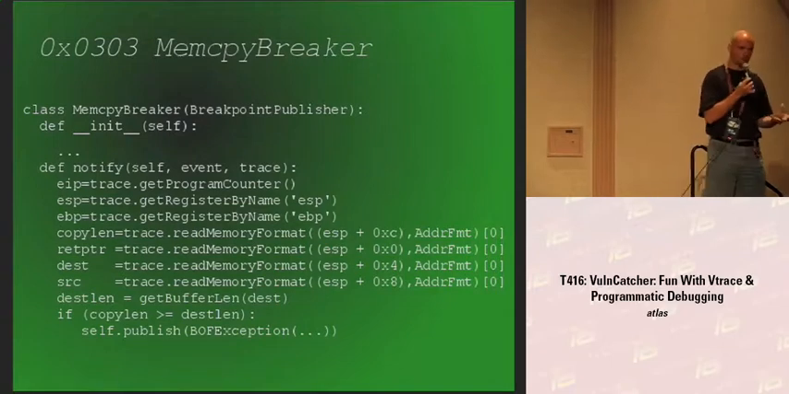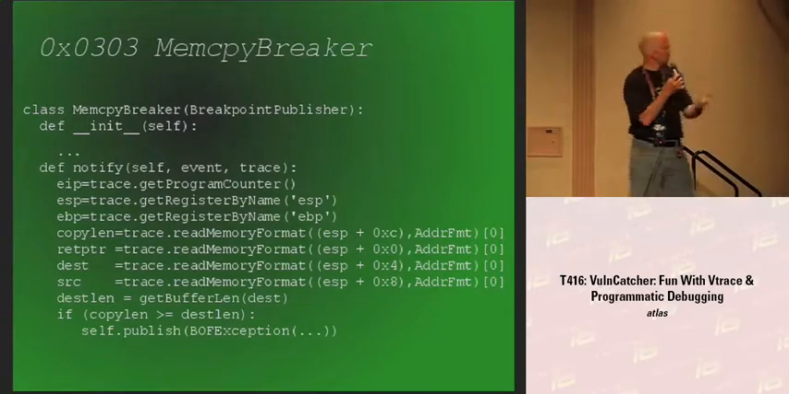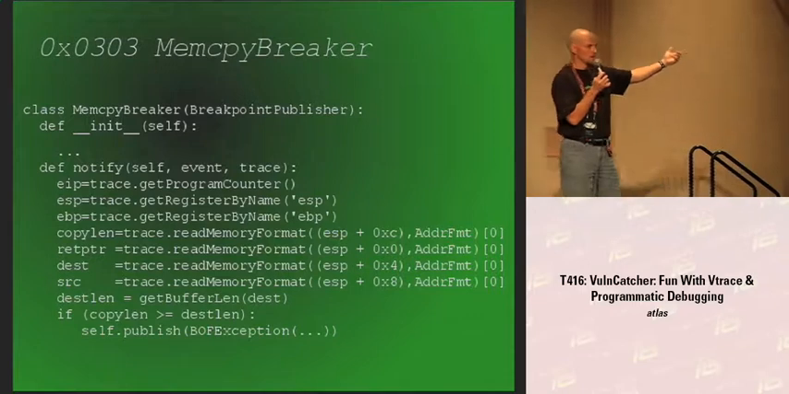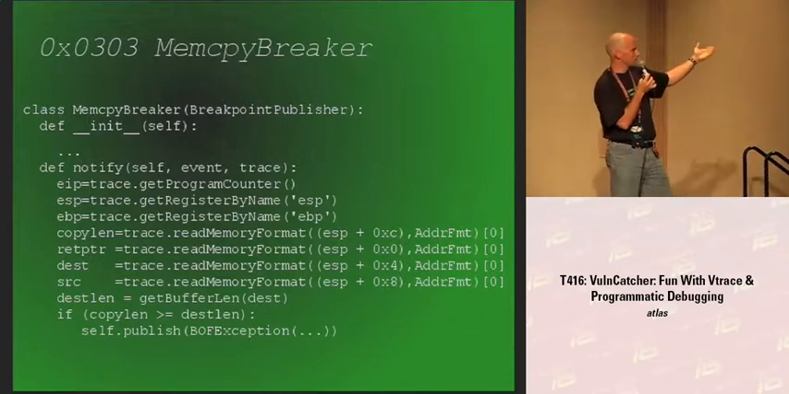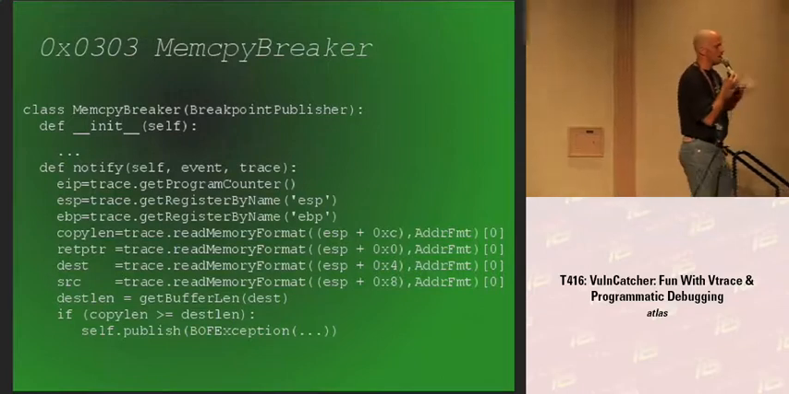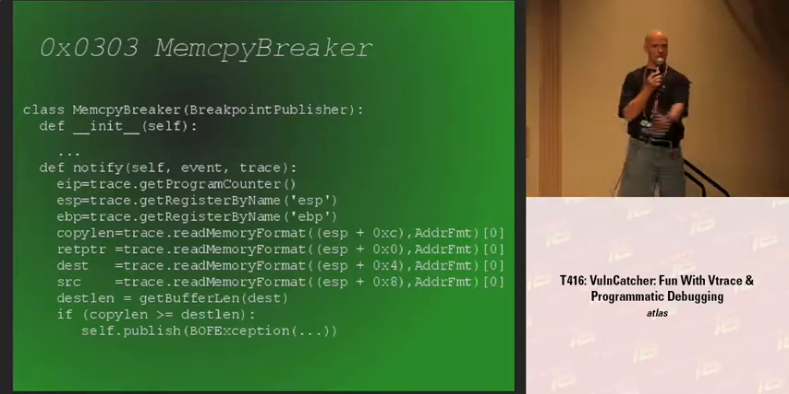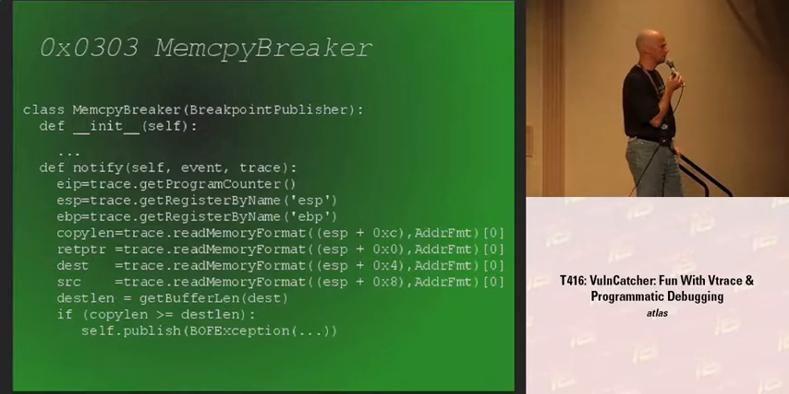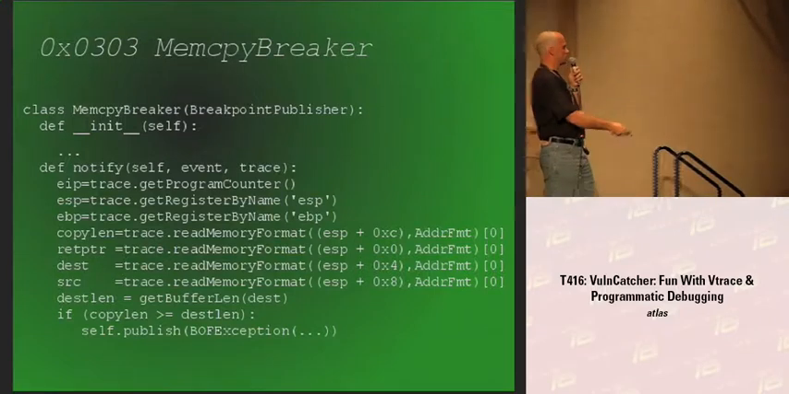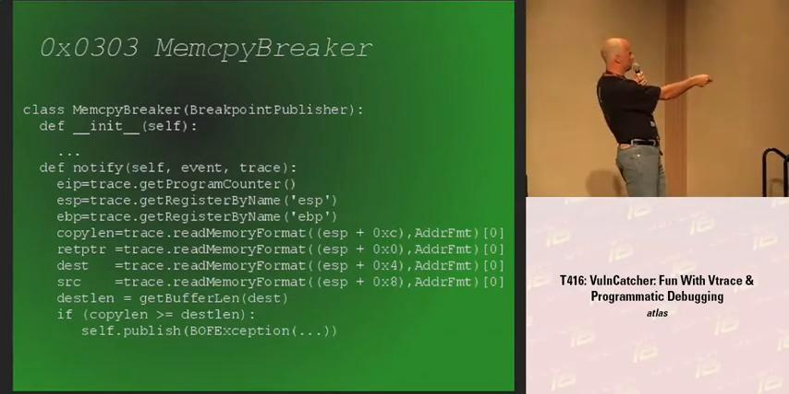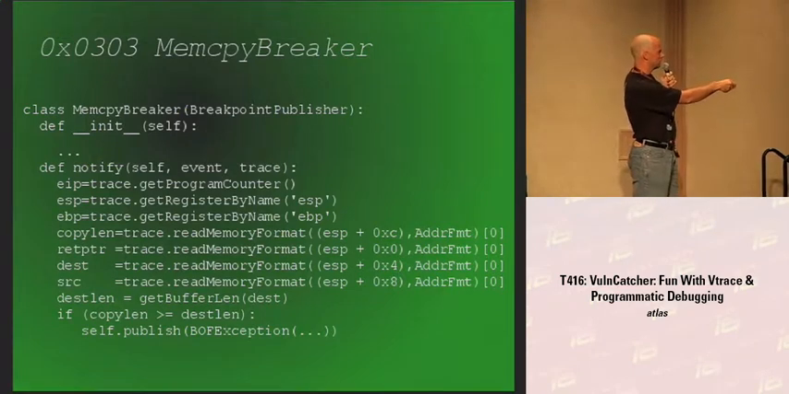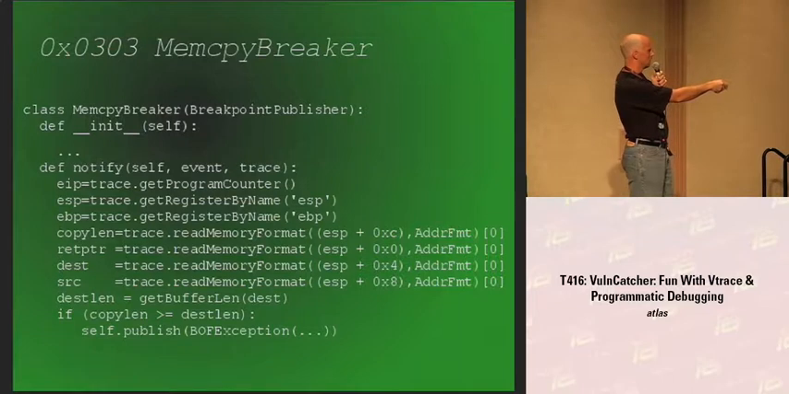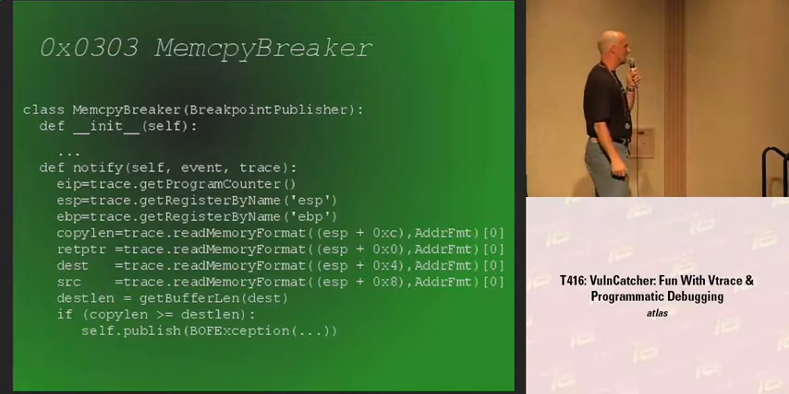When writing a breakpoint, you simply overwrite the call to notify, or the definition of notify. Notify gives you a pointer to the breakpoint, the event, and the trace itself. So you can do all of your manipulation and investigation there. So just as an example, we pull in the EIP, the instruction pointer. We pull in the stack pointer and the base pointer. We use our special math skills to determine how long the copy is going to take.